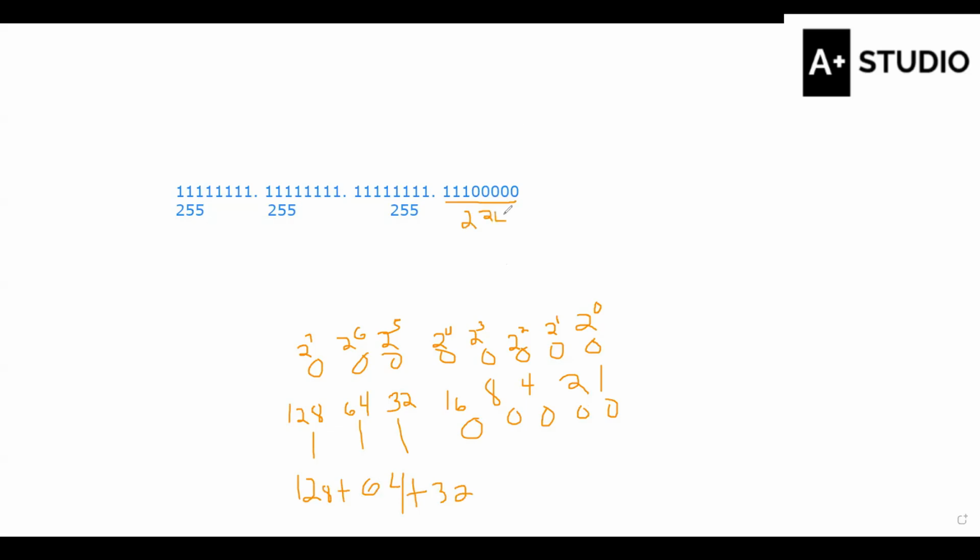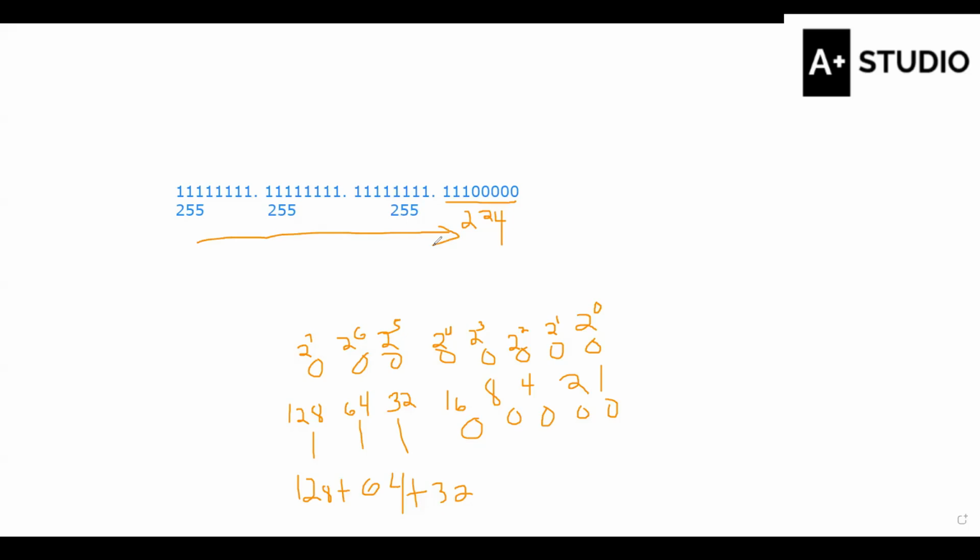So here becomes 224. Now we can say this is our new subnet max for our IP address. Okay, this is our new subnet max for our IP address. And then what was the last question we had right there?